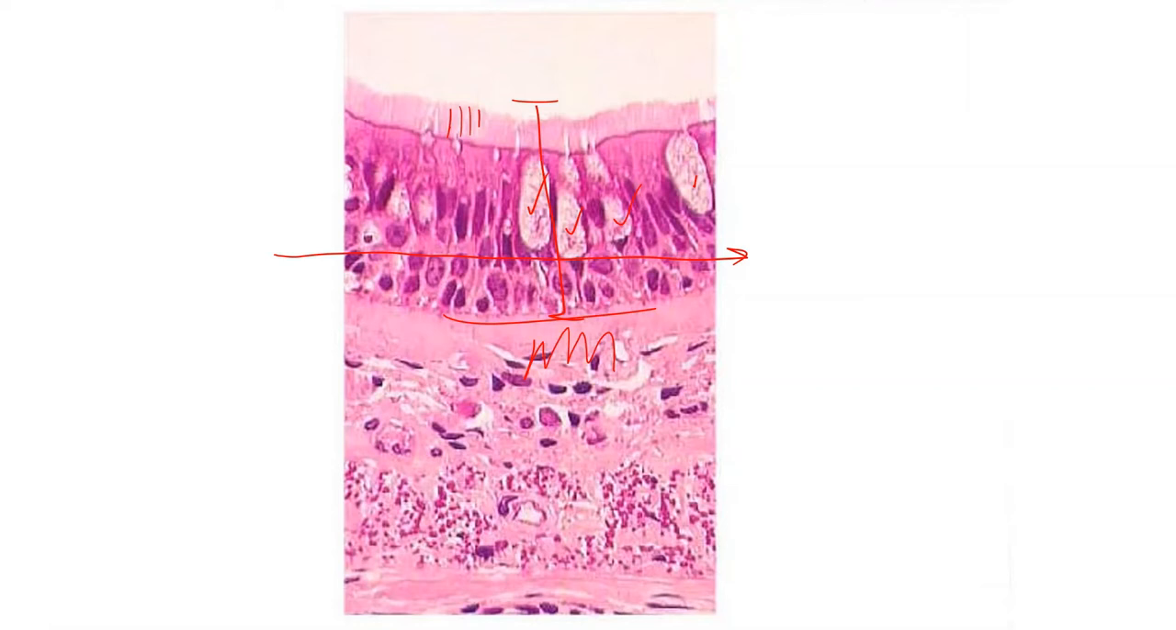Ciliated, pseudostratified, columnar epithelium. Location, respiratory tract. Remember, helping you bring particles up from deeper inside the respiratory airways. Function, move particles out of the body by the motion of the cilia.